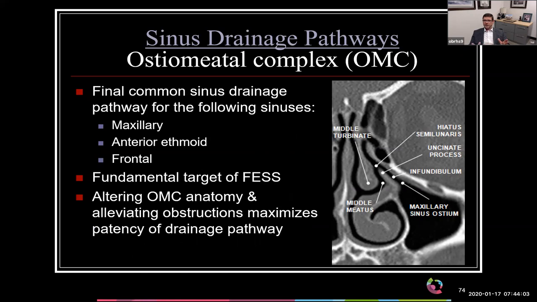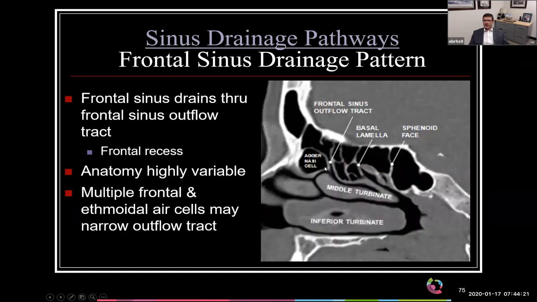So again, functional endoscopic sinus surgery is focusing on the osteomeatal complex and the frontal recess. Here's the maxillary antrum, infundibulum, hiatus semilunaris down into the middle meatus, bounded by the uncinate process, middle turbinate, medial inferior orbital walls. And then again, off midline sagittal view, find that agger nasi, and there's your frontal recess right behind it.